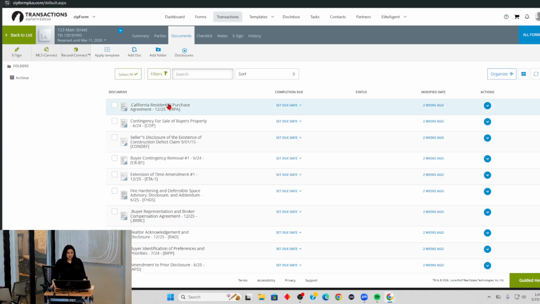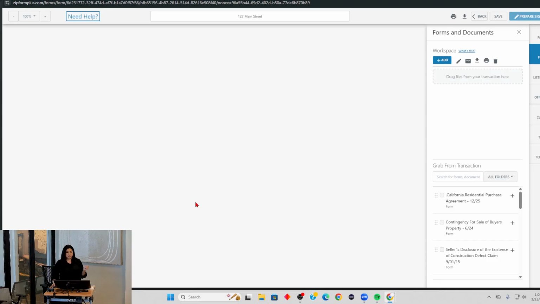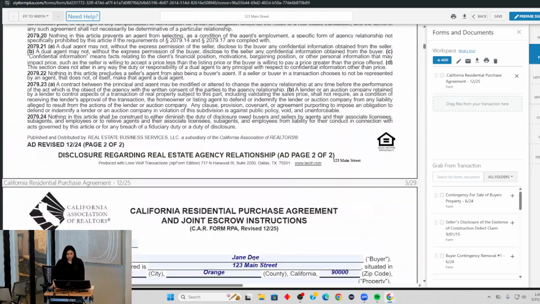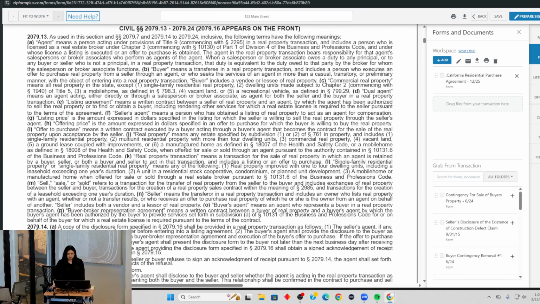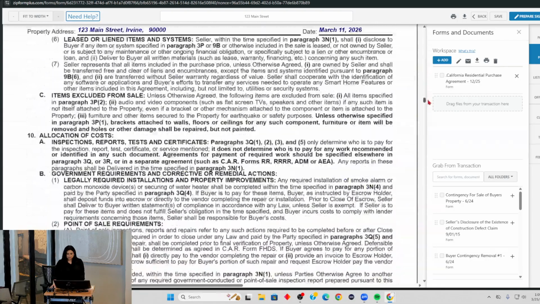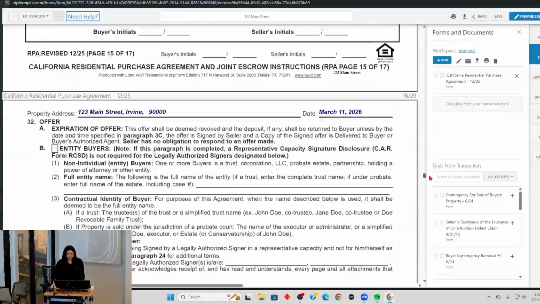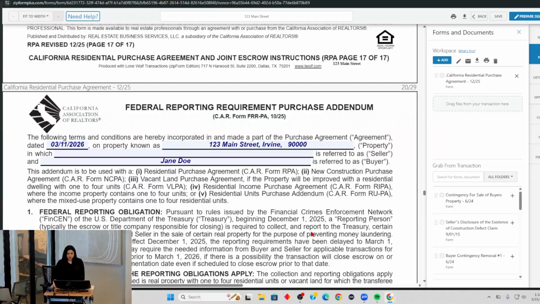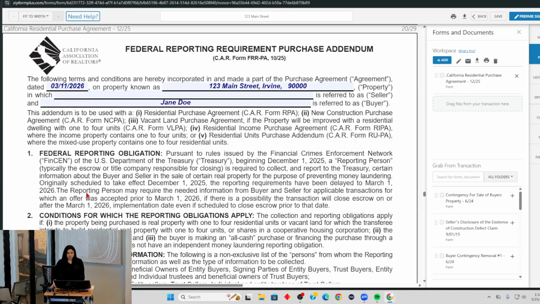Okay. So let me start with this lovely form that is, however, incorporated in your RPA. Here we go. It's your FRRPA. This form is your Federal Reporting Requirement Purchase Addendum. It was introduced December 1st of last year. However, it came into effect as of March 1st.